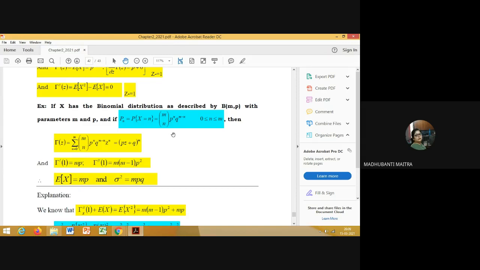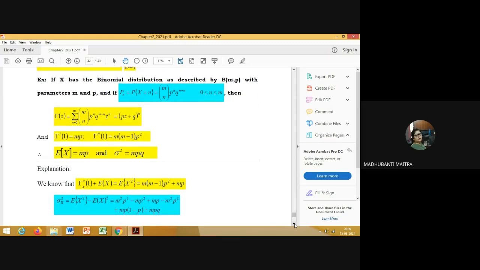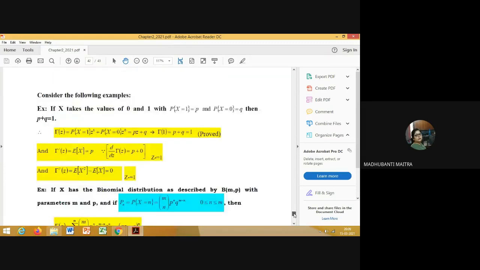So the first moment and the second moment have been done over here. Okay, I'm not showing this. So you'll have to find out for this distribution function, using the probability generating function, the expected value for this density function as well as the variance. That is your home assignment.